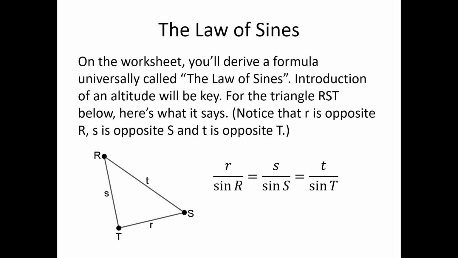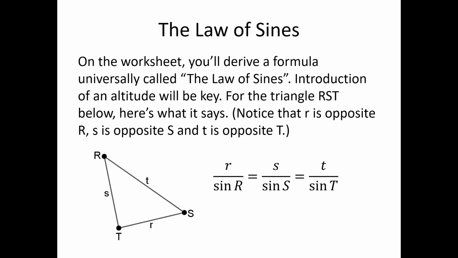So what it says is this. For any triangle RST, in this case triangle RST, with angles capital R, capital S, capital T, side lengths little r, little s, little t, with, as always, the lowercase letter opposite its uppercase counterpart, so little r opposite big R, and so on, this extended proportion must be true: little r over the sine of big R equals little s over the sine of big S equals little t over the sine of big T. These ratios must all be equal.